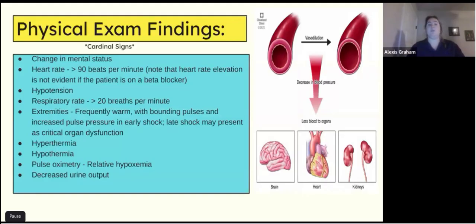Extremities will be frequently warm with bounding pulses and increased pulse pressures in early shock, and then late shock may present with a critical organ dysfunction, hyperthermia or hypothermia, and then a pulse ox will reveal hypoxemia, and then a decreased urinary output.